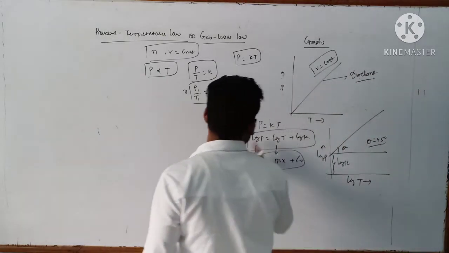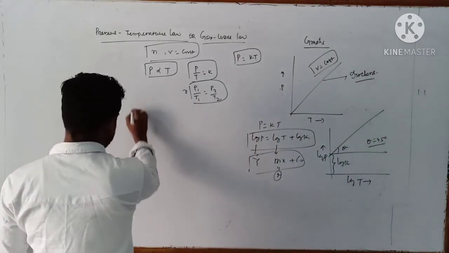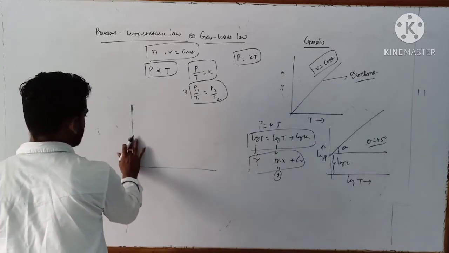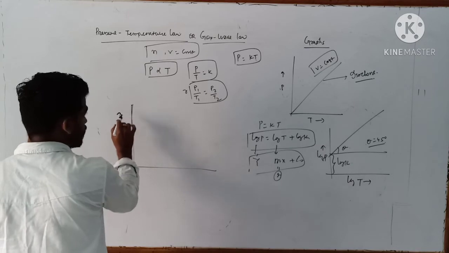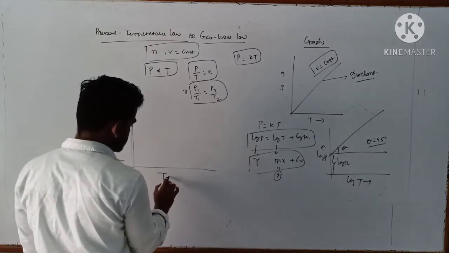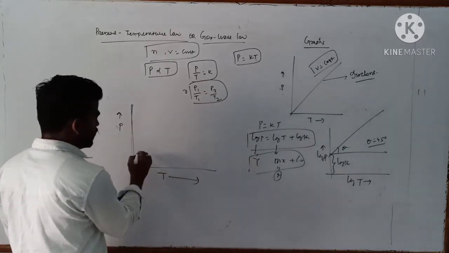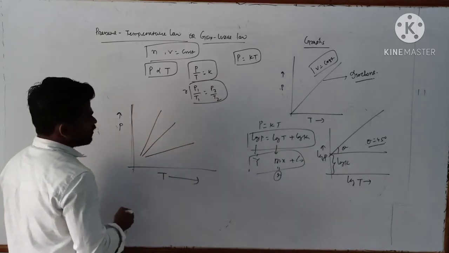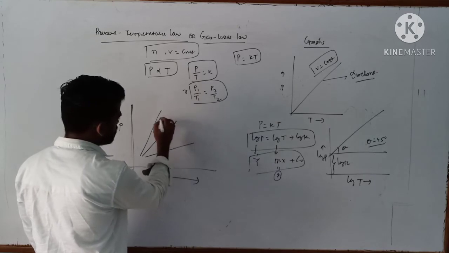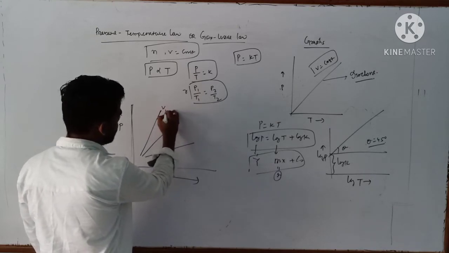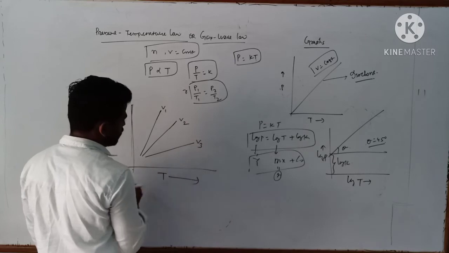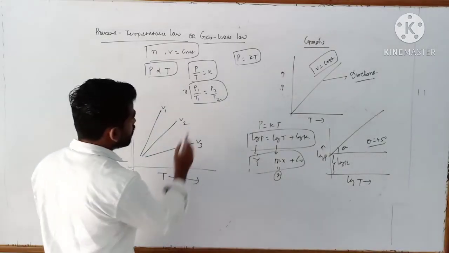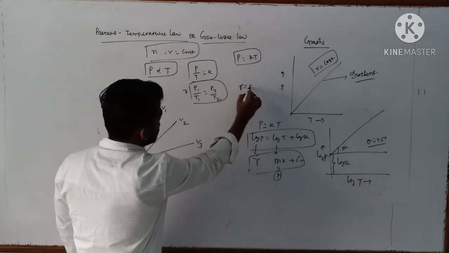Next, back to here. So this one is pressure, and here this one is temperature. Okay, so I am getting plots like here. So let's say this one is at V1, V2 and V3. Volume is constant. So slopes are like this, because you know here P is equal to KT.